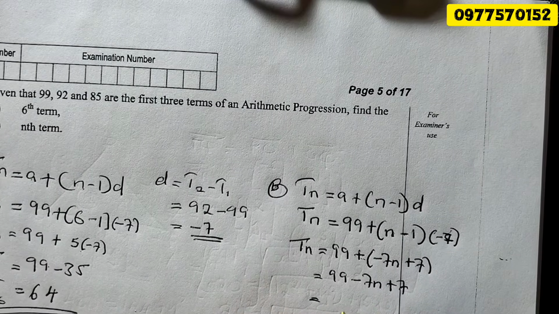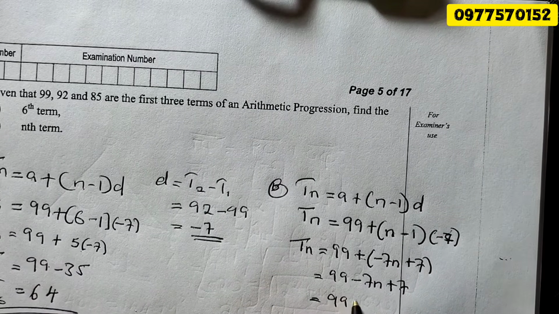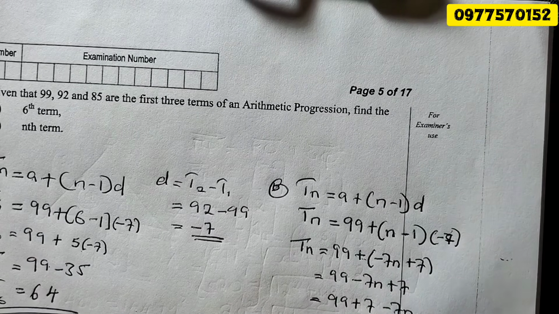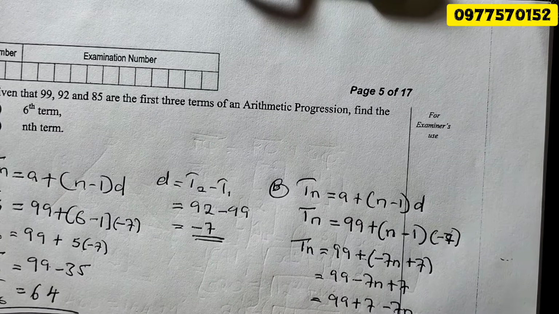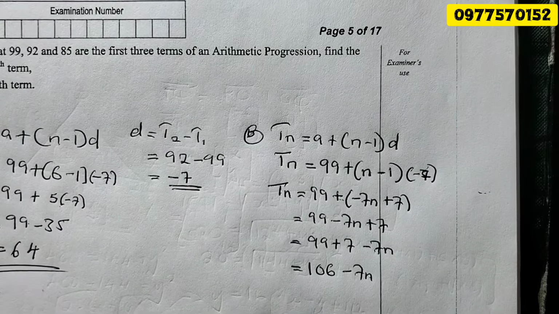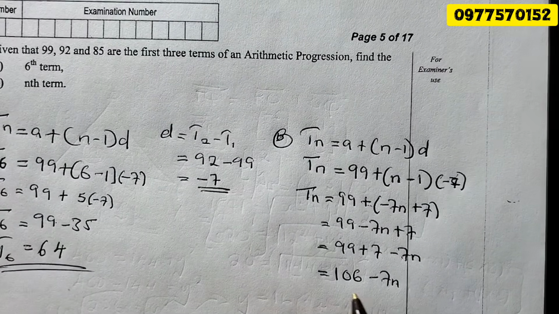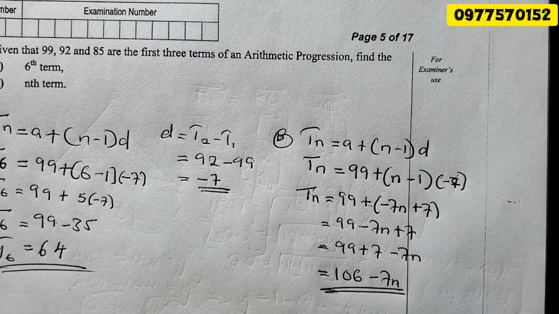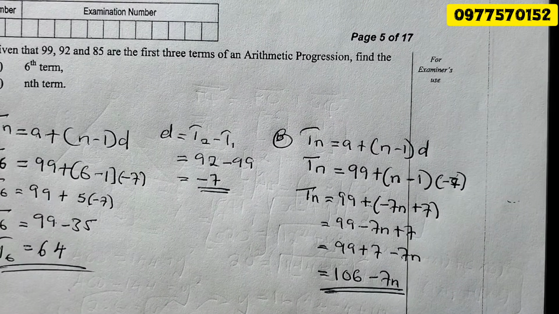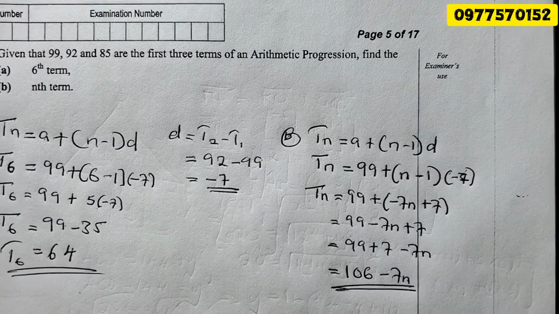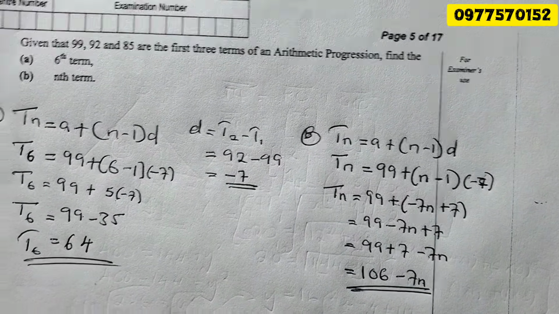So you can collect like terms. So it will be 99 plus 7 minus 7n. So 99 plus 7 is 106 minus 7n. 106 minus 7n. This is, let me show you. Okay. 106 minus 7n is our nth term. So nth term therefore is 106 minus 7n. Are we together? Very good.